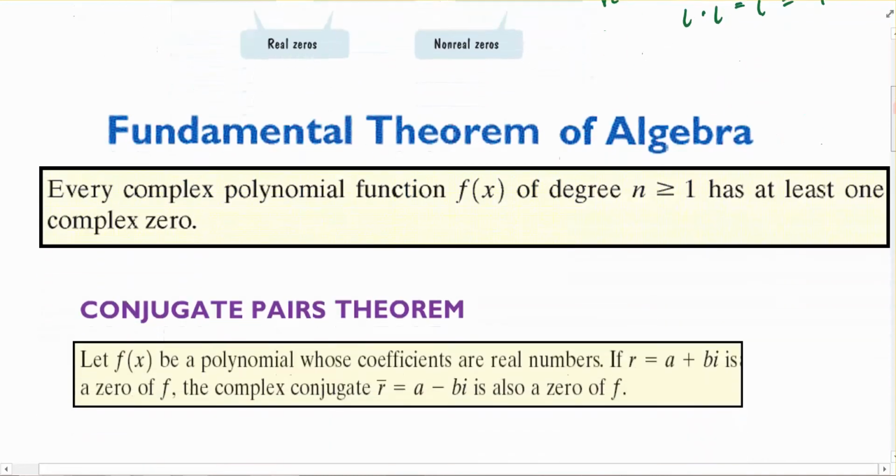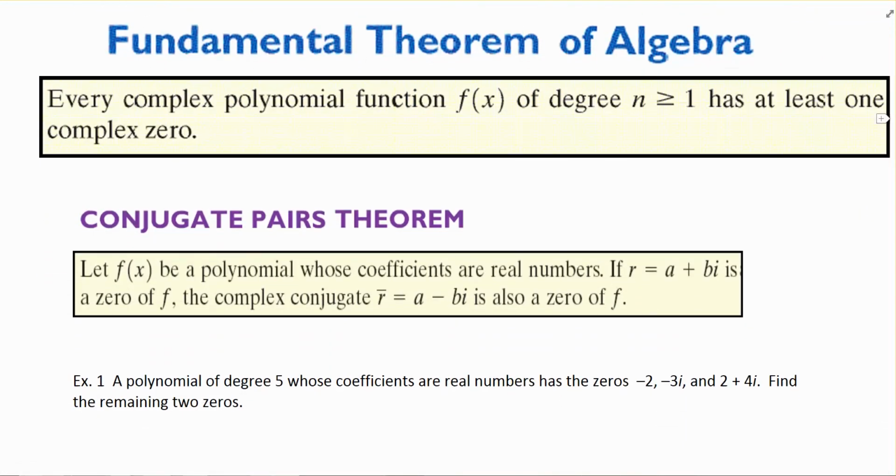So we have this idea, the fundamental theorem of algebra, which basically says that every complex polynomial function of degree n greater than or equal to 1 has at least one complex zero. Now understand that all numbers can be written as complex numbers. We just maybe don't see them that way.